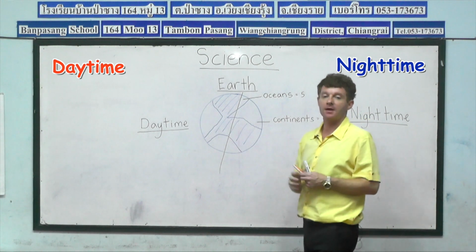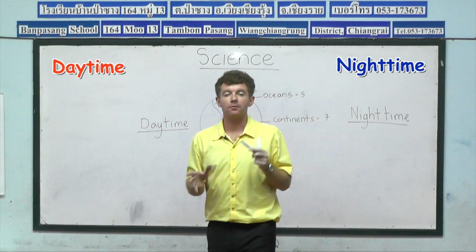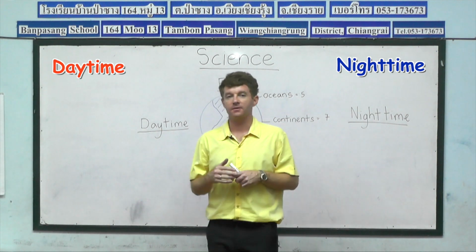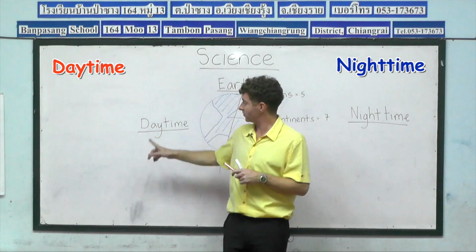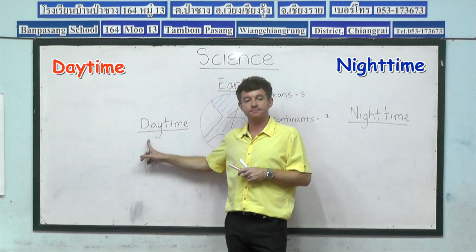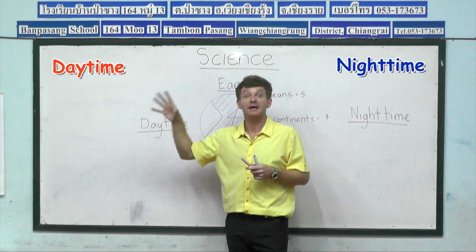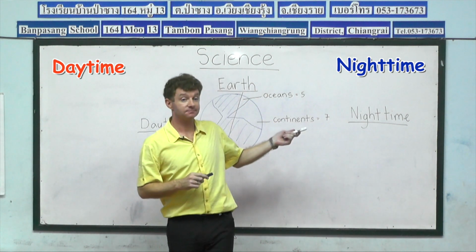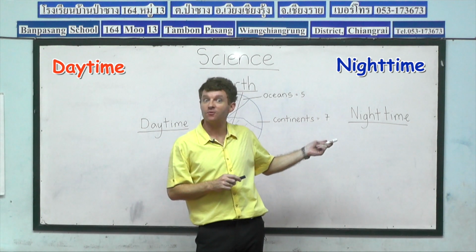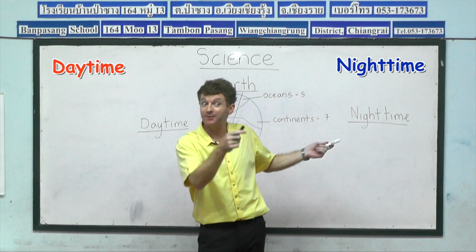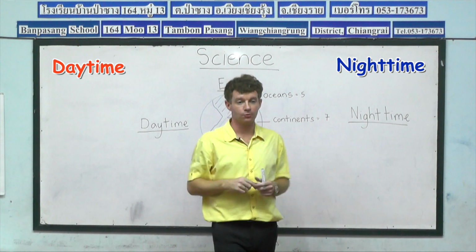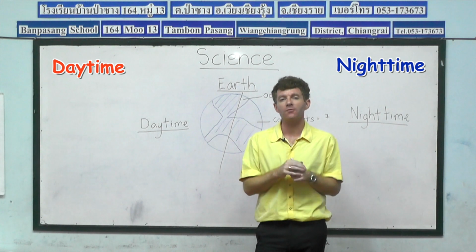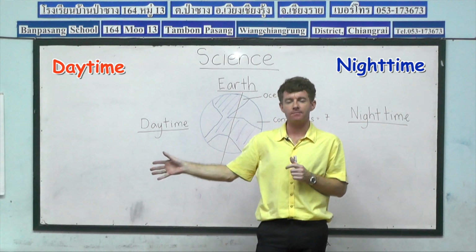Daytime, nighttime. Now the main way in which we can tell daytime and nighttime apart is by looking at the sky. What type of sky do we have in daytime? Sun. We have a bright, clear sky. But what about nighttime? Is it light or is it dark? Dark. And then when you look up, what can you see? The moon.